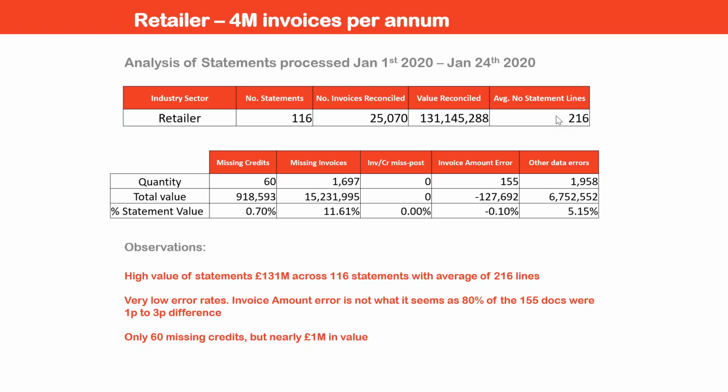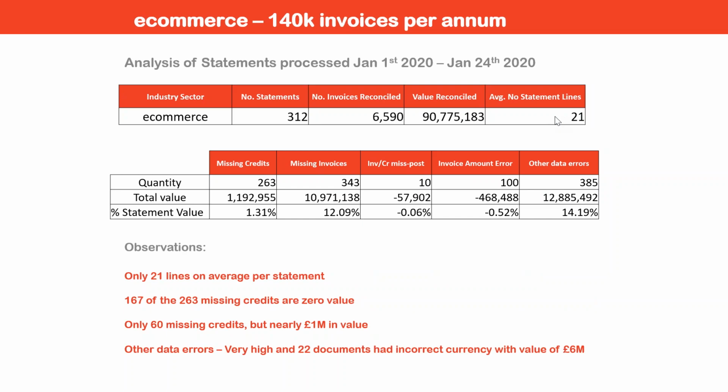And then I think I've got two more. The next one is an e-commerce company. So there's an online website. They're doing 140,000 invoices, processed 312 statements last month, which was about 91 million in value. And they've got a very low number of statement lines, only 21 per statement. And on the missing credits, it says 263 missing credits, but actually 167 of those were zero value. So that 1.31% would be 0 point something percent.